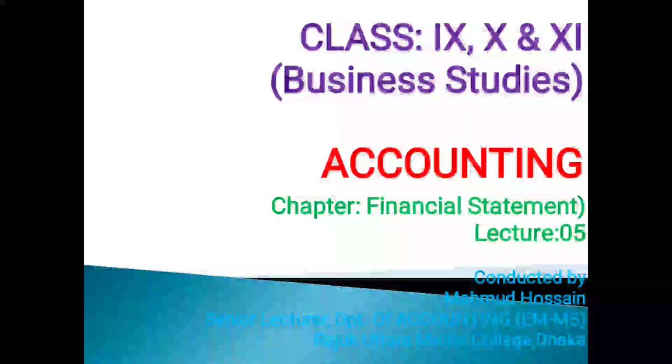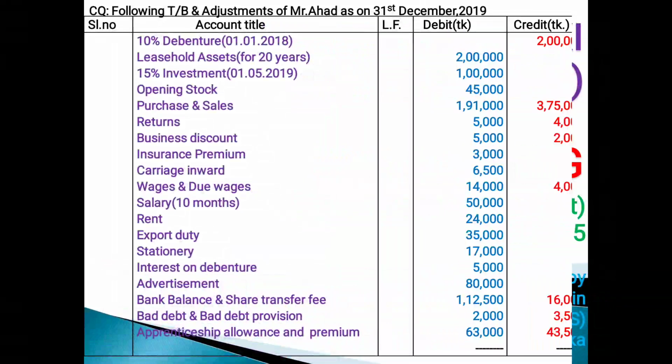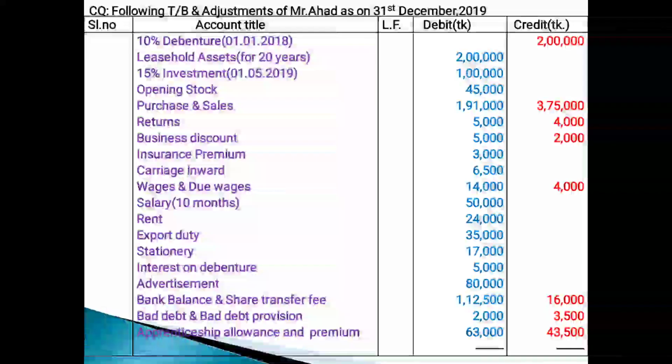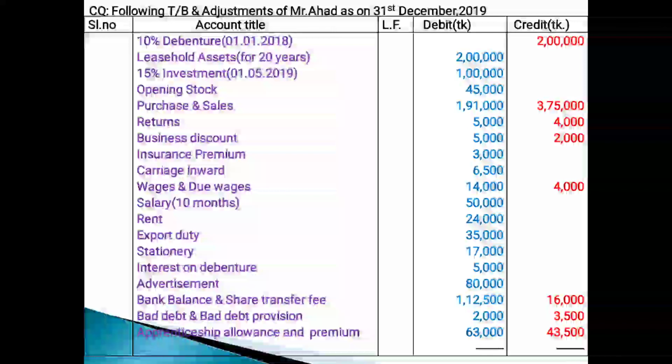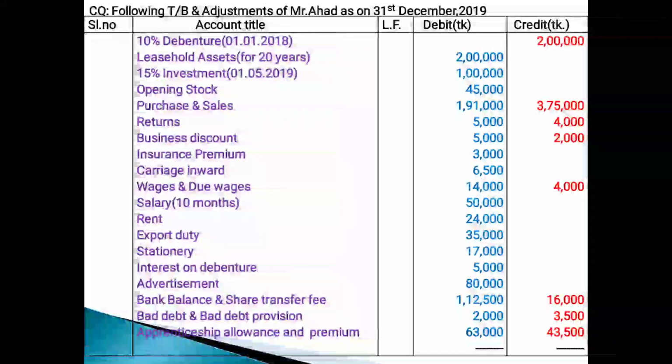Now I am starting my new lecture for solving the creative question for the chapter of financial statement. You are watching a new stem for this chapter. At first you are seeing on the screen the trial balance. Following trial balance and adjustment of Mr. Ahad as on 31st December 2019. Serial number, account title, ledger folio, debit taka, credit taka. 10% debenture, taka 2 lakh.